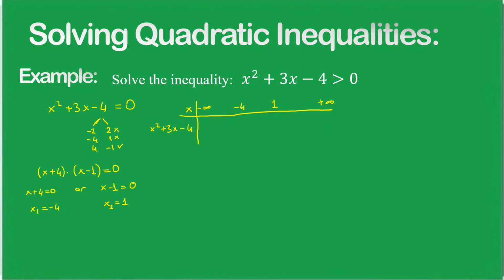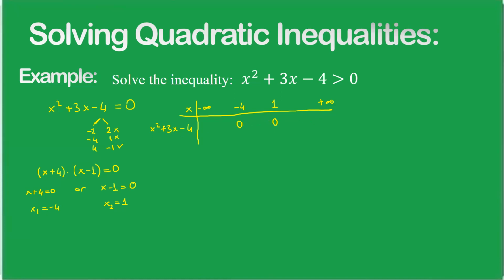These are the zeros, the critical points of the polynomial. If you substitute minus 4 instead of x, this becomes 0. And if you substitute 1 instead of x, the expression becomes 0 again. What about the other signs? Let's find out these signs.